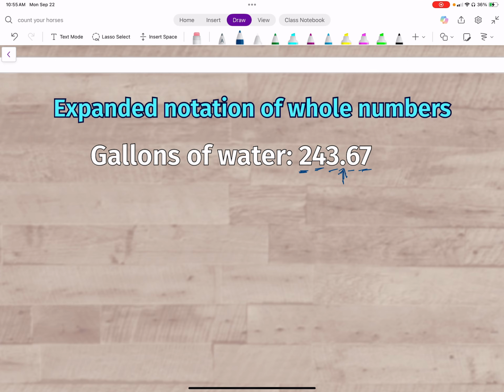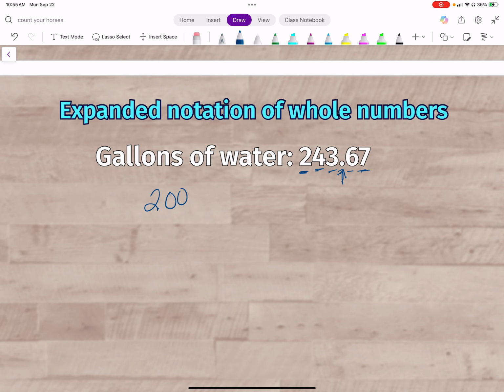All right, so let's look at breaking this apart. So we're going to have 200 plus first, plus 40, plus 3, plus, so we're going to need a decimal, 0.6, plus. Now this is where it might get tricky for you. So 0.07 because I have to have the 7 in the hundredths place. So I've got to include this 0 for a spacer so that way it's correct.